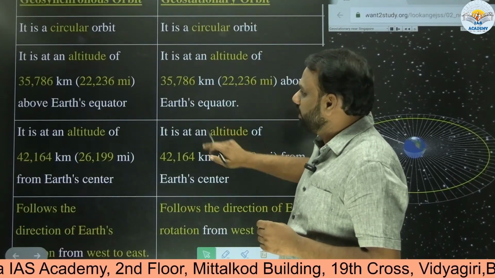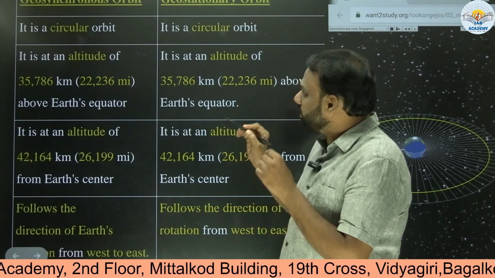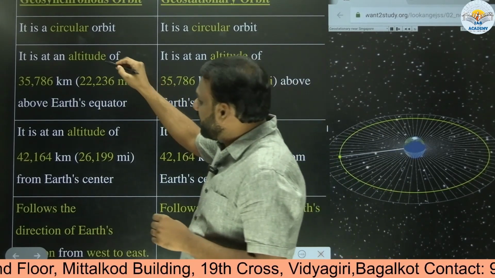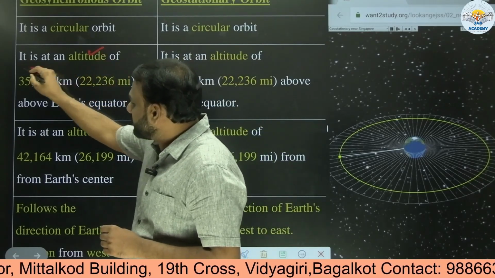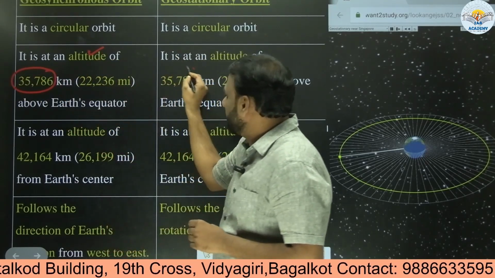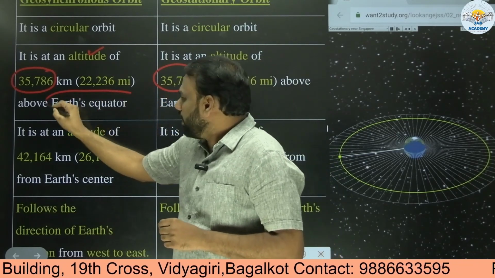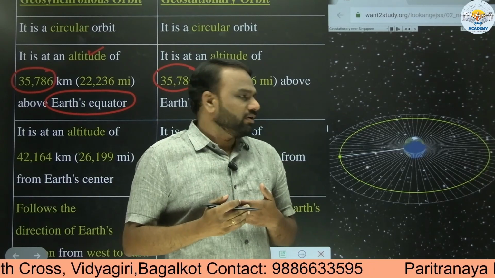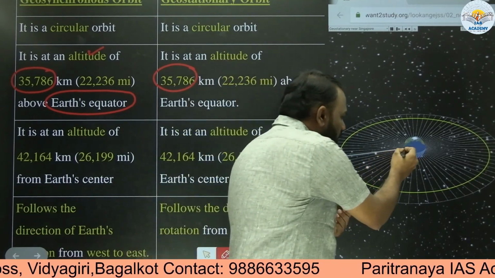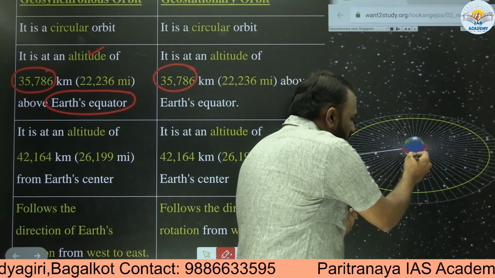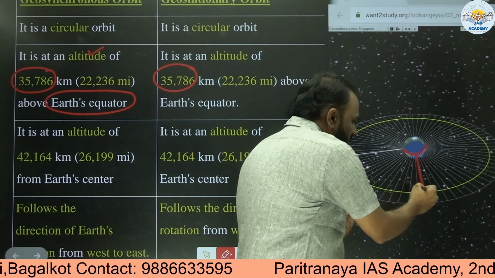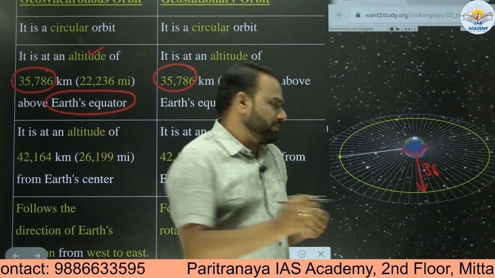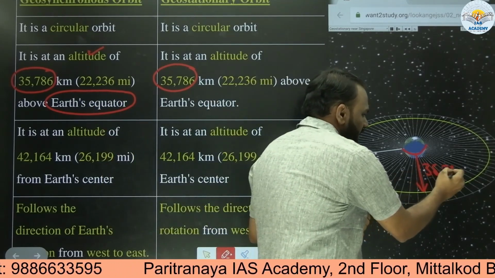Important. Next, both the geosynchronous orbit as well as the geostationary orbit are present at an altitude of 35,786 kilometer from Earth's equator. Earth's equator indicates the surface of the Earth. So from the surface of the Earth, from the equator, if you look at this distance, what is the distance? It is 35,786 kilometer.